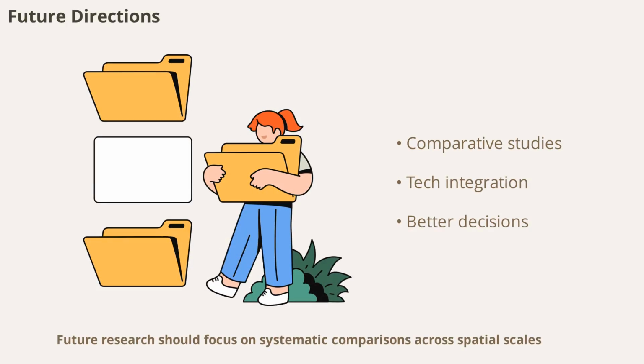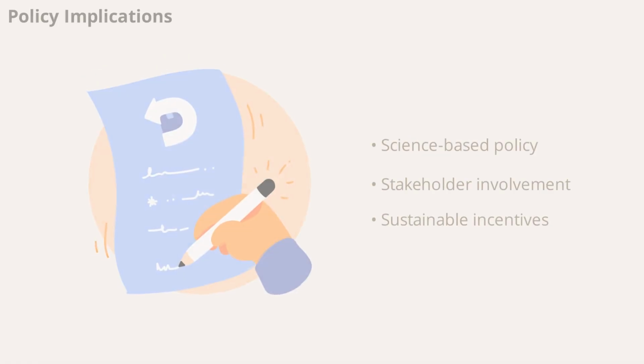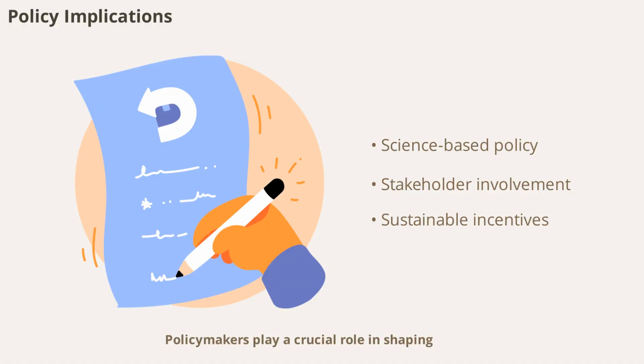Future research should focus on systematic comparisons across spatial scales, direct measurement of ecosystem services, and the integration of ecological and social data. Advances in technology and modeling will help address these challenges, supporting better decision-making for conservation and sustainable development. Policymakers play a crucial role in shaping the future of biodiversity and ecosystem services.